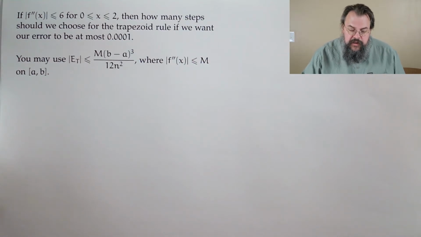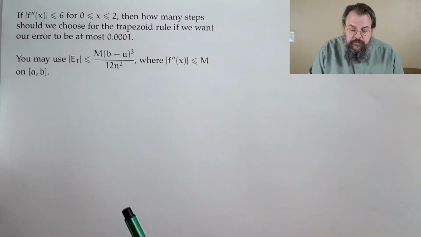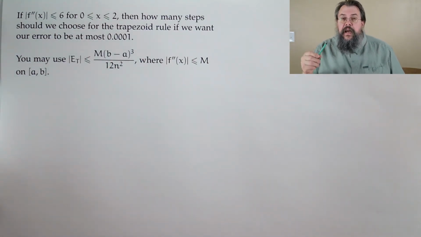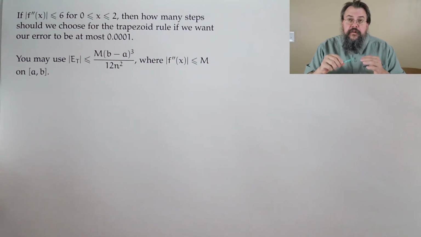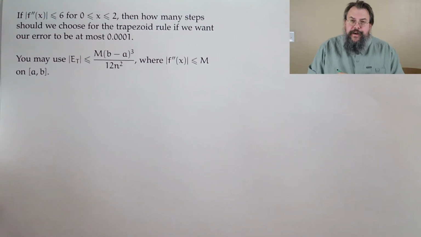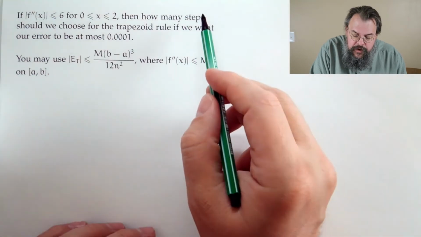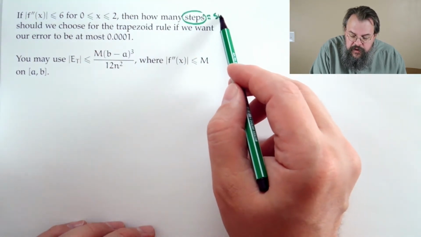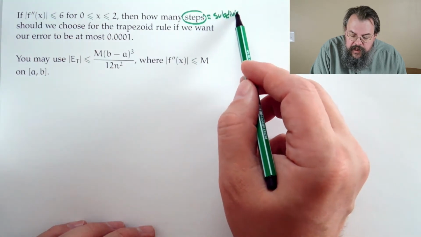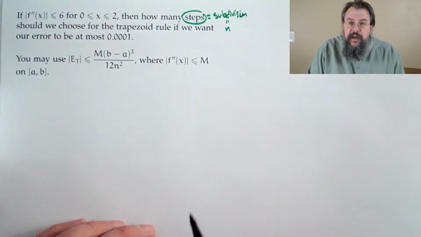Suppose we know that the second derivative is at most 6 between 0 and 2. Then how many steps should we choose for the trapezoid rule if we want our error to be at most 0.00001? Okay, now you might say, well, steps, what does steps mean? Well, really, when we're talking about steps, another way this could be phrased is subdivisions. How finely do we need to chop? In terms of our formula, that's n.